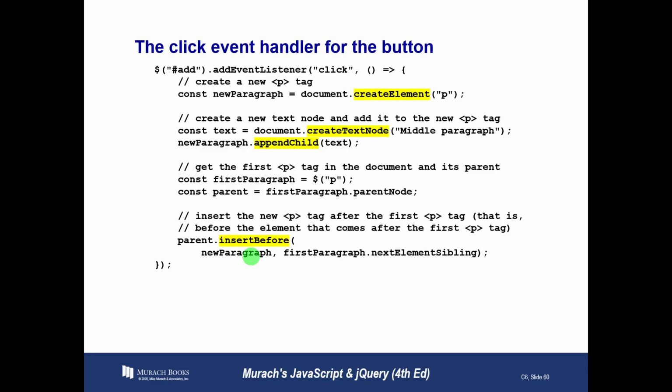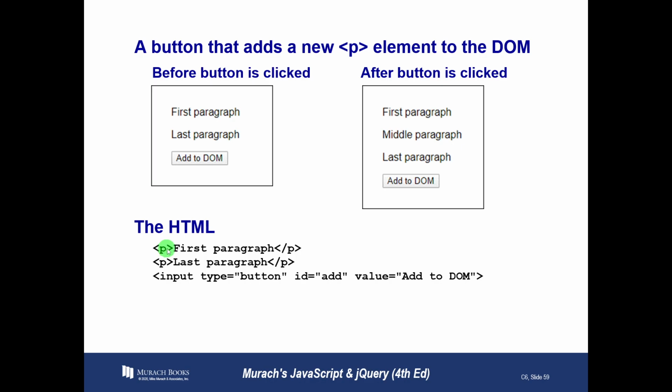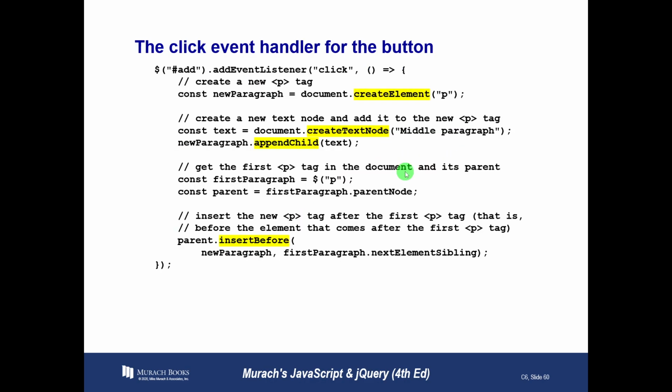So let's go over that again, because it can be a little confusing. We're going to get the first paragraph. Then we're going to use that to get its next element sibling, which is the second paragraph, and we're going to insert the new paragraph we created before the second one, which puts it in the middle and makes the middle paragraph. I hope that makes sense. Run through it in your head a few times, and we'll go on.